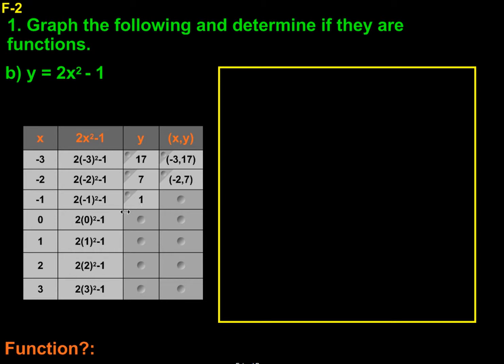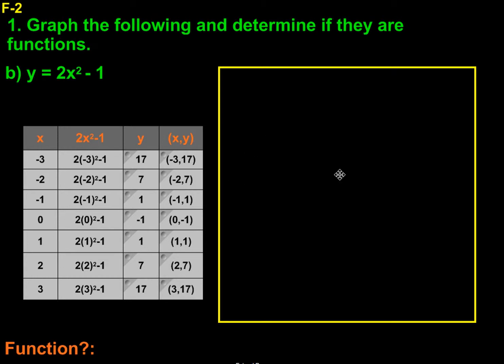For -1, it works out to be a positive 1, so I get -1, 1. For 0, it works out to be a -1, and it gives me 0, -1. For 1, it works out to be a positive 1 also, so I get the coordinates 1, 1. For 2, it works out to be 7, and it gives me the coordinates 2, 7. And for 3, it works out to be 17, and gives me the coordinates 3, 17.